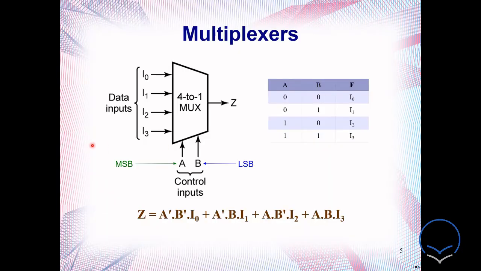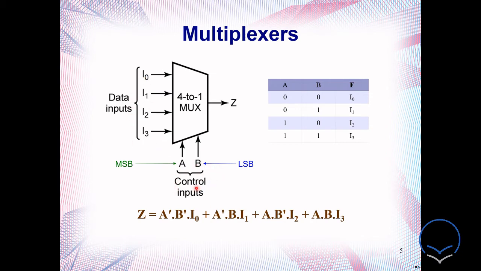Now look at here. We have two control inputs, A and B, and if we have two control inputs the data inputs are 2 to the power 2, that is 4, meaning I0, I1, I2, I3. This is a 4 to 1 mux, that means we have 4 inputs and 1 output. Z is our output. Here the important thing is we have the MSB, most significant bit, and LSB, least significant bit.